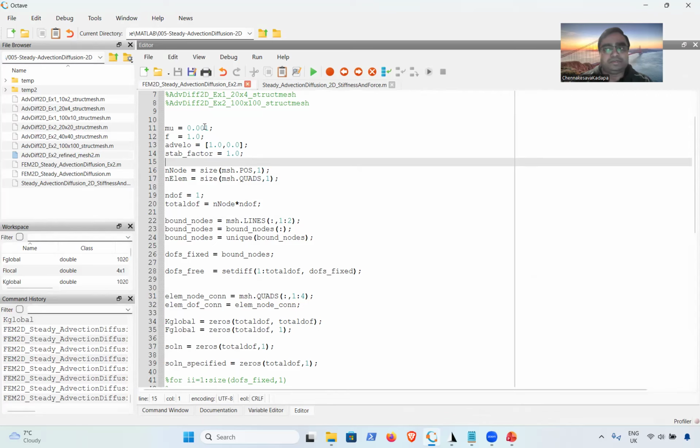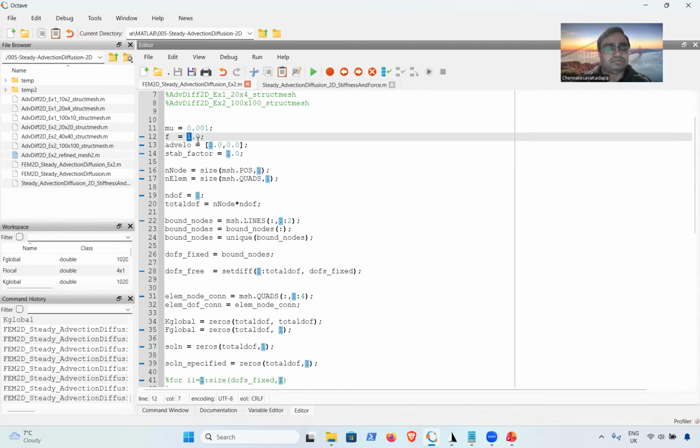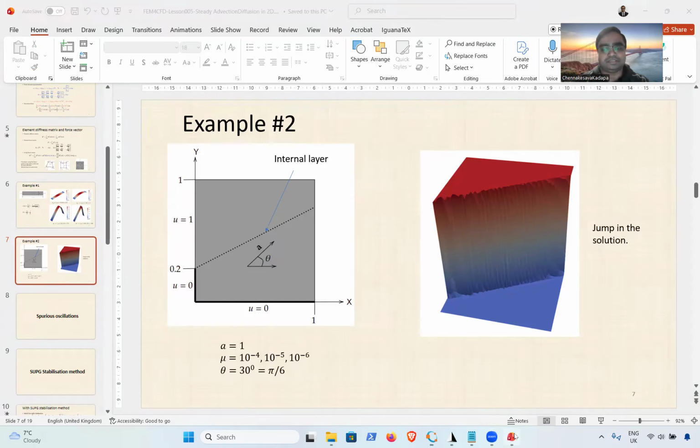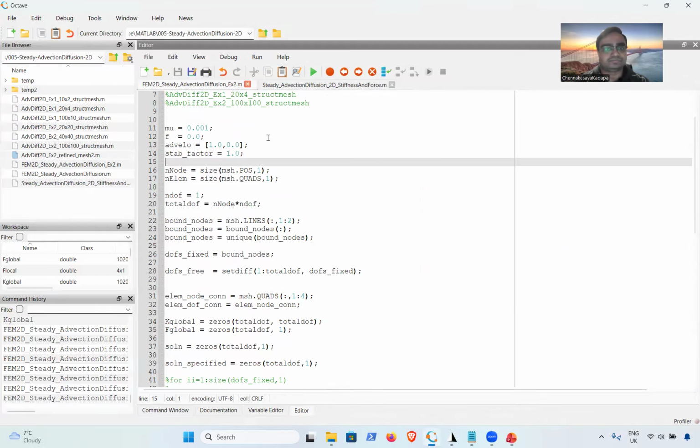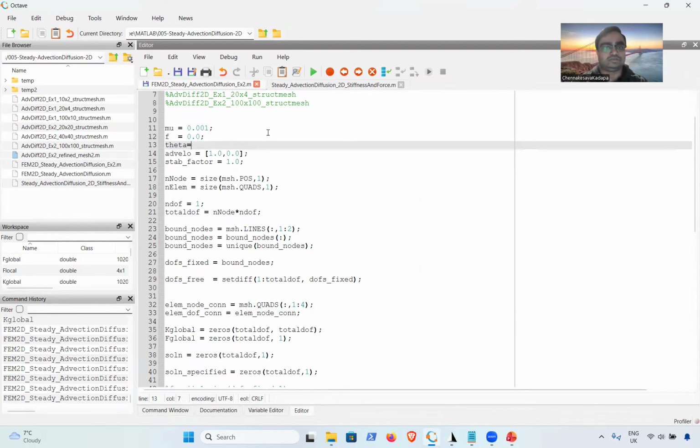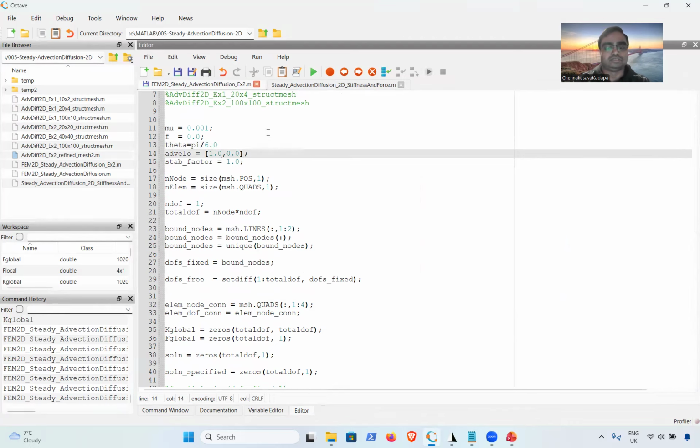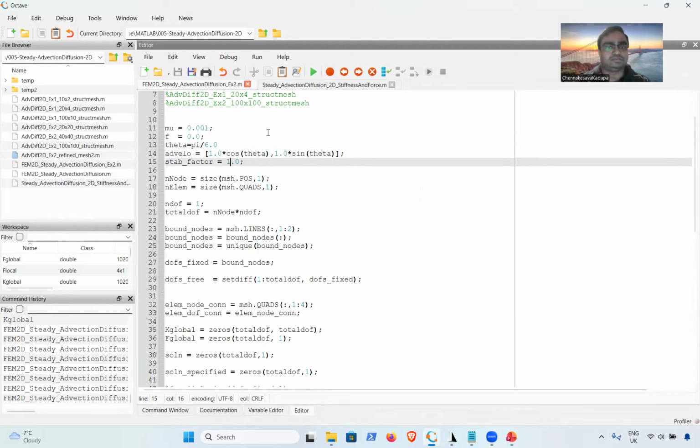Let's keep our diffusion coefficient at 0.001. We don't have a force here, so F is 0, and we start with an angle of 30 degrees. Theta is 30 degrees, so pi by 6. The advection velocity is 1 cos theta and 1 sin theta. To start with, we turn off the stabilization.